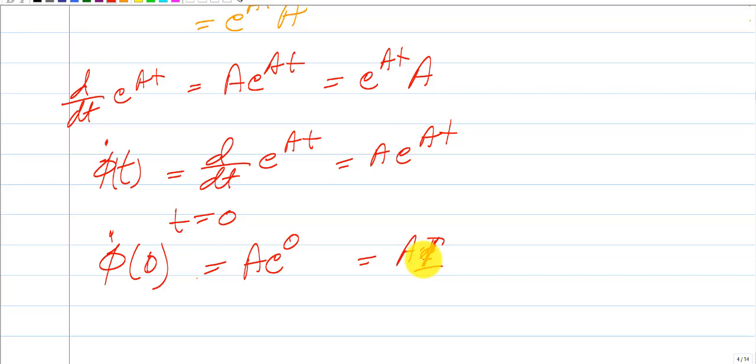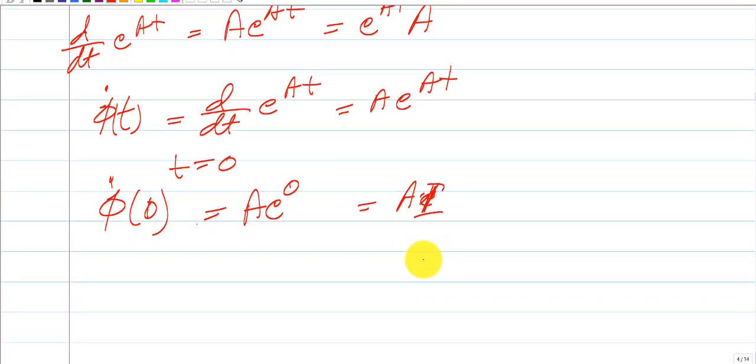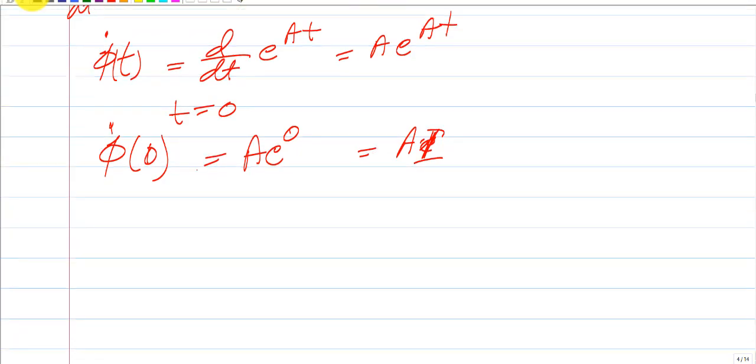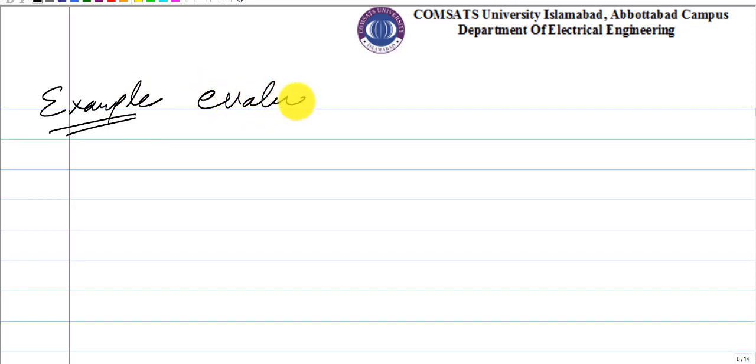Okay, so similarly we can have the integration of this transition matrix. So how can we get this? Let's look at this example. In this example, what it says is: evaluate the integral from 0 to t of e raised power A theta d theta, where theta is the dummy variable of integration.